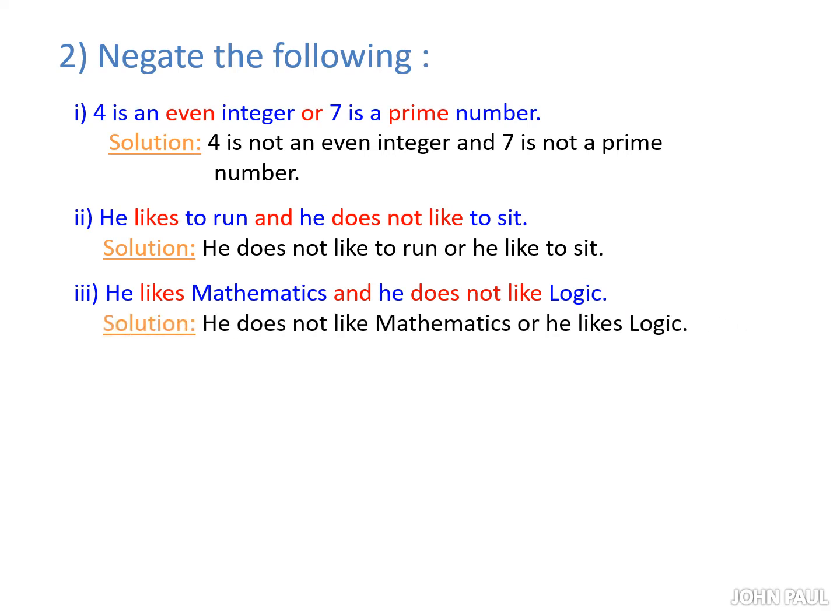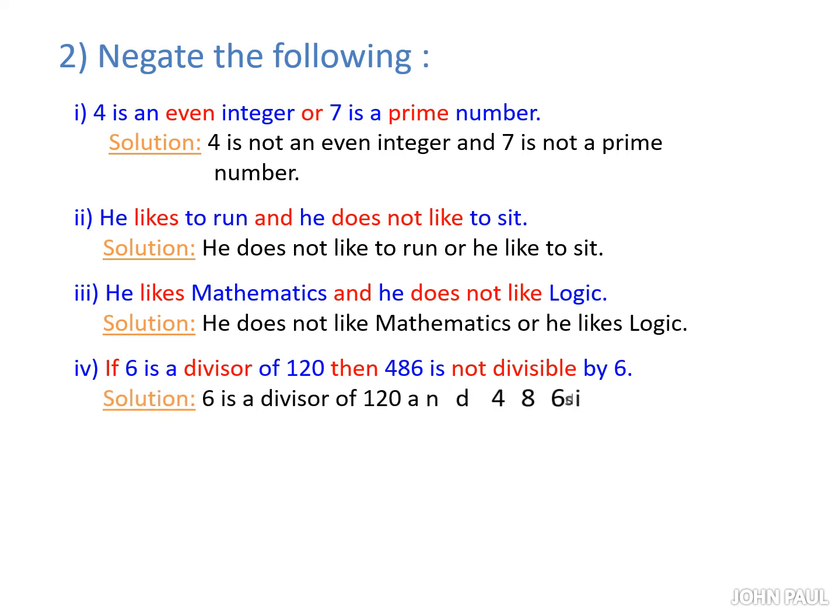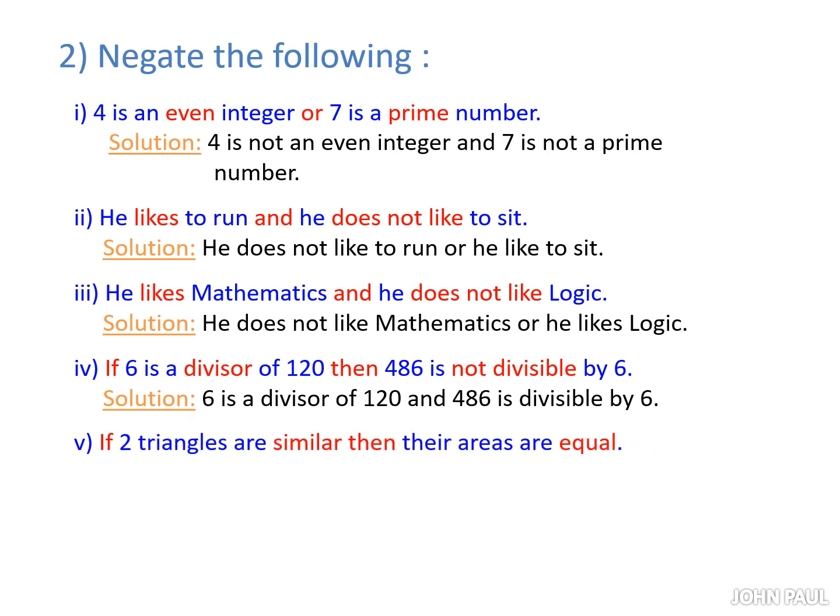Fourth one. If 6 is a divisor of 120, then 486 is not divisible by 6. In this, we will solve. Solution: 6 is a divisor of 120 and 486 is divisible by 6. Fifth one: if two triangles are similar, then the areas are equal. If-then is given, we want to write the negation of that.